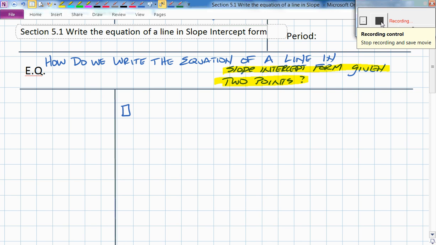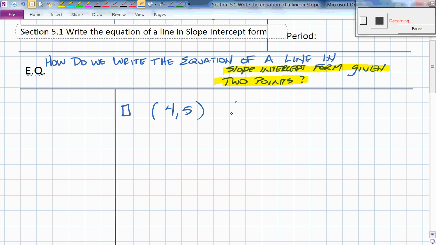Okay, so here are the 2 points I'm going to give you. Go ahead, write these points down. I'm giving you the point (4,5) and the point (8,2). These are points in my coordinate plane.